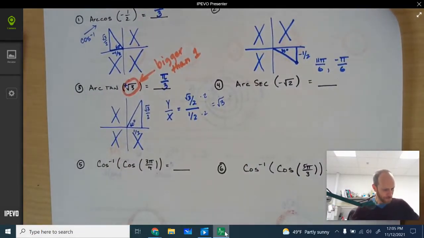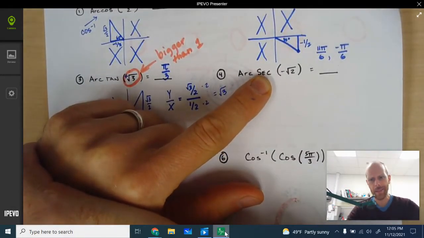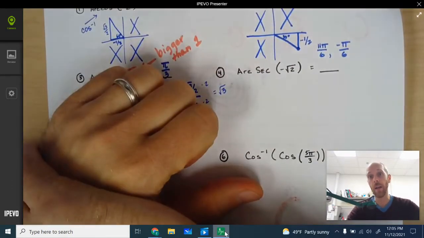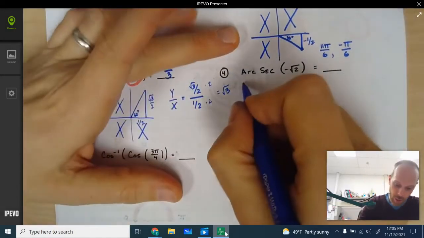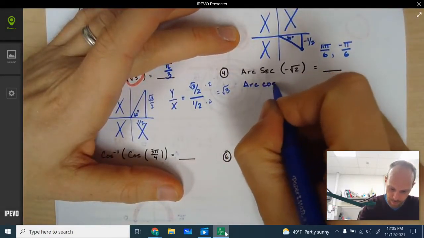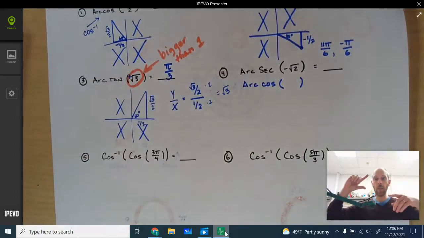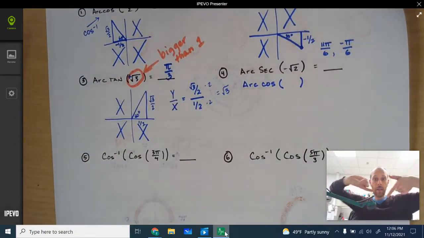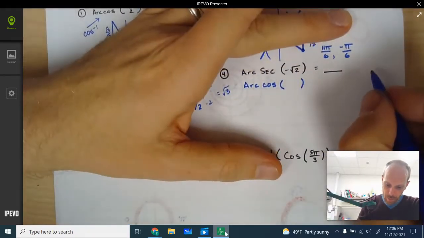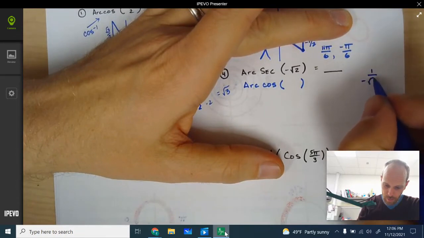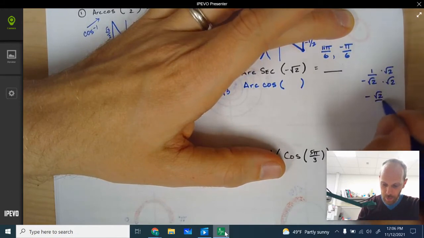Moving along to number 4. Arc secant, inverse secant. We hate secant. Secant's confusing. So what I would encourage you to do is to change it into its reciprocal function. Change it into cosine. And you would do that by flipping the ratio. Cosine and secant, they have reciprocal ratios from each other. So what we would write right here would be 1 over negative roots of 2, which it's worth noting, if we rationalize the denominator, is negative roots of 2 over 2.